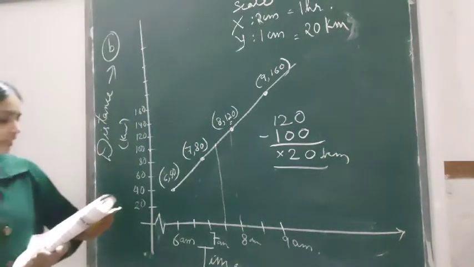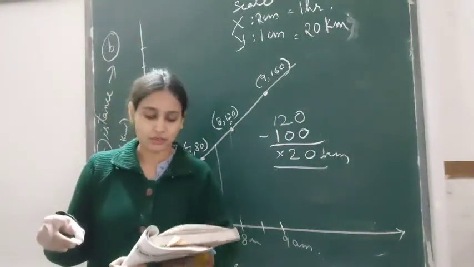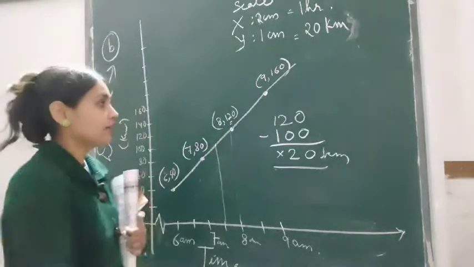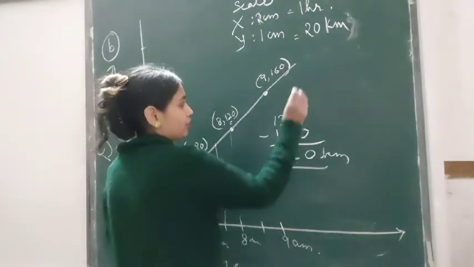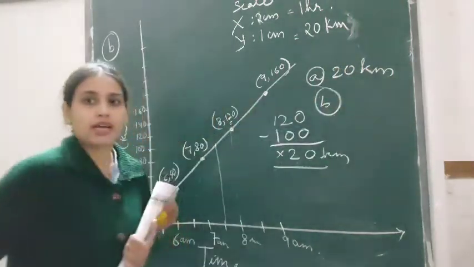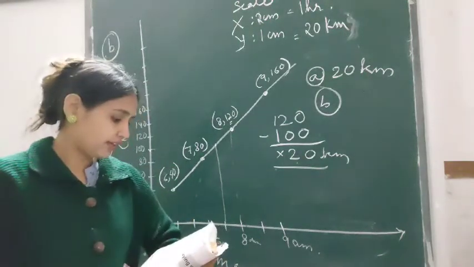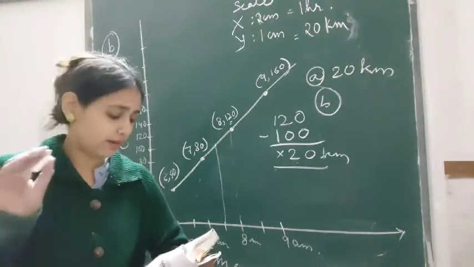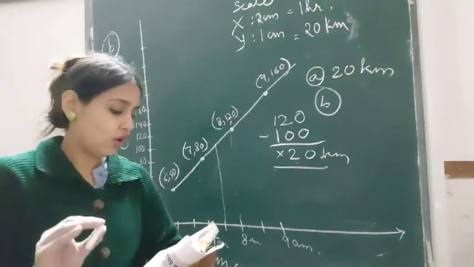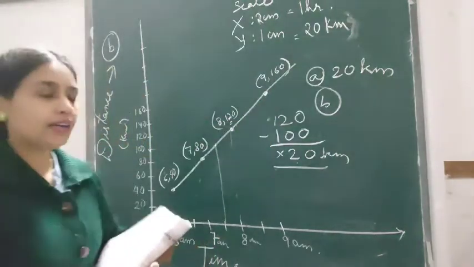Okay. So what will we write? We will write: the distance covered by the car during the period of 7:30 to 8 a.m. is 120 minus 100, which is equal to 20 kilometers. Okay. I repeat, think as though I am dictating and you are writing the answer. Once again, the distance covered by the car during the period of 7:30 to 8 a.m. is, you can do this and write, 20 kilometers.